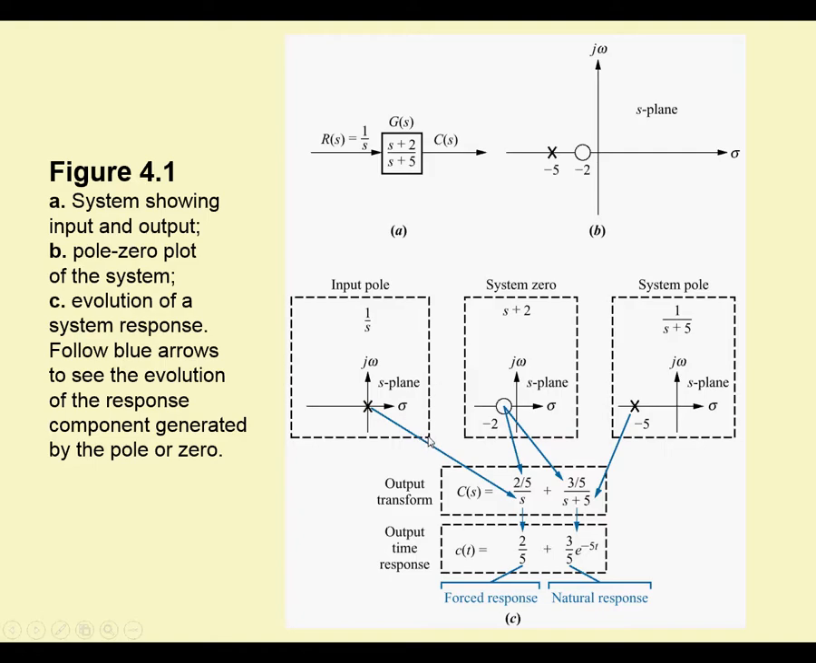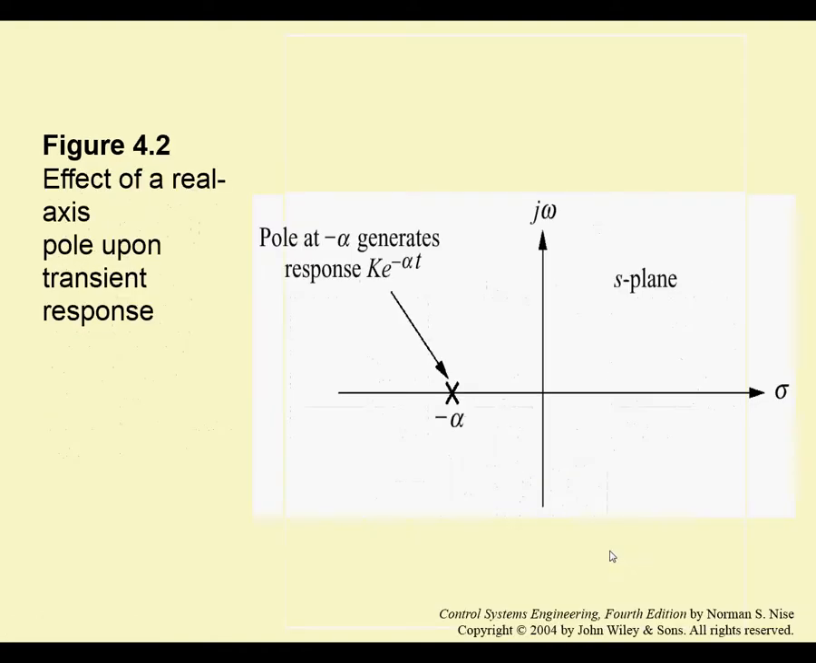But the type of response that we get from this would be something like this. This is the way the output would look: a combination of a constant term plus an exponential decay. That's what the response would be. If you have a pole on this side in here, this generates a response of the type e to the minus alpha t. That kind of response is like this. This is the form k e to the minus alpha t.